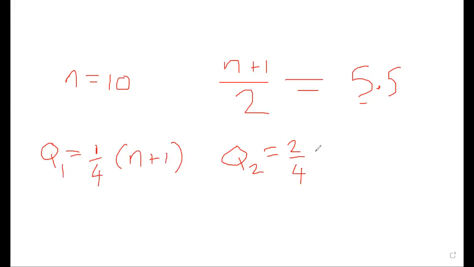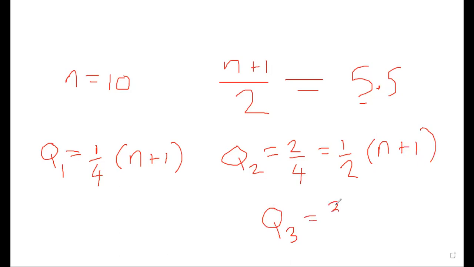Our second quartile is simply half of n plus 1. And finally, our upper quartile is 3/4 of n plus 1. So you need to know Q1 is a quarter, Q2 is half, and Q3 is 3/4. So it's called the upper quartile or the third quartile.